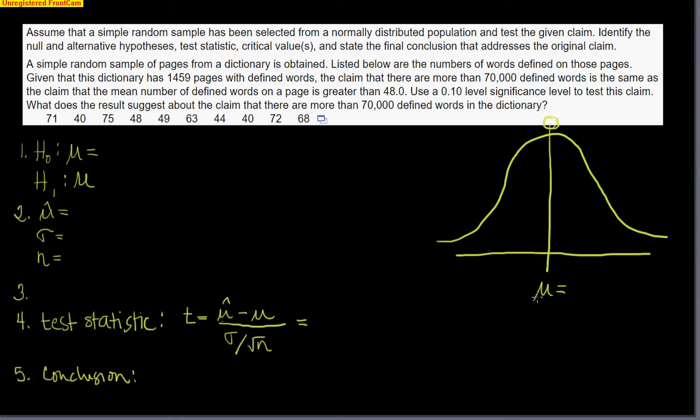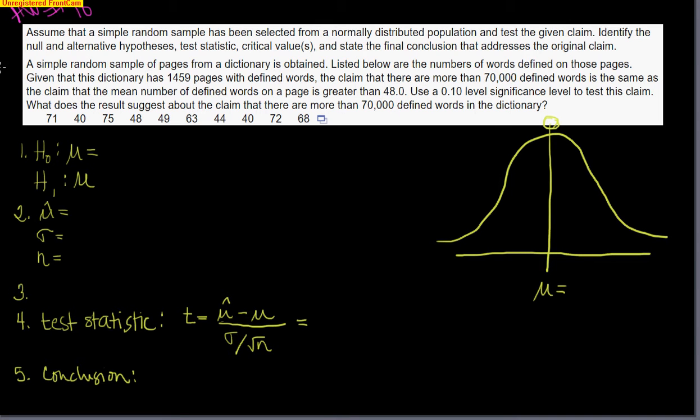Okay, here's a problem from homework number 18 that's a little different because rather than being given the summary statistics, we're actually given the raw data. So this is a great problem to look at. I'm not going to go through all the reading, but we're basically told a simple random sample of pages from a dictionary is obtained. There's a lot of words here, but I'm just going to jump right to the claim.